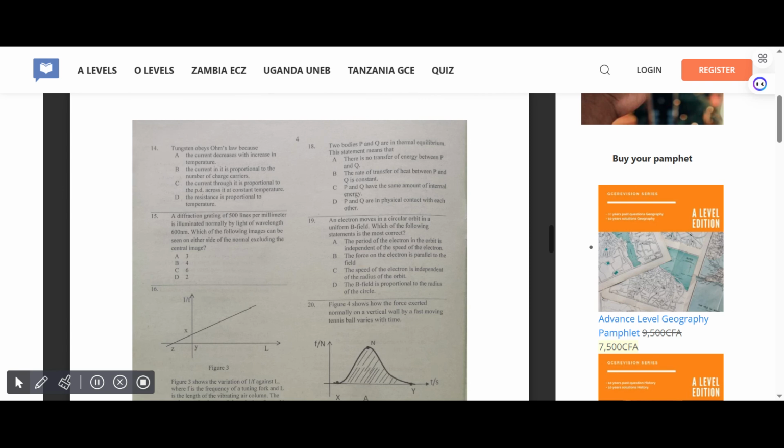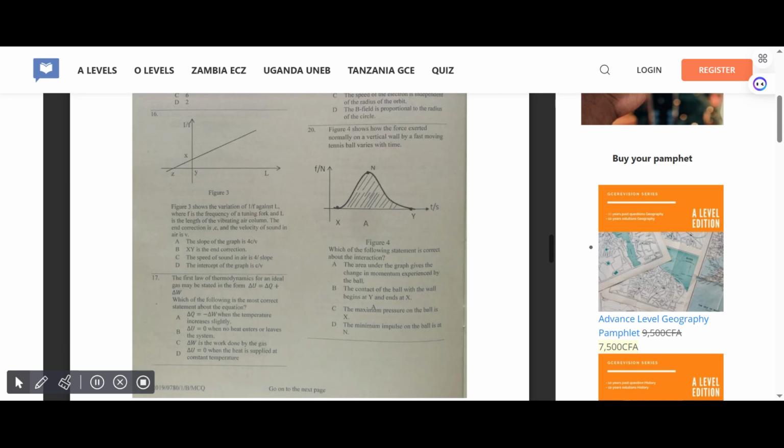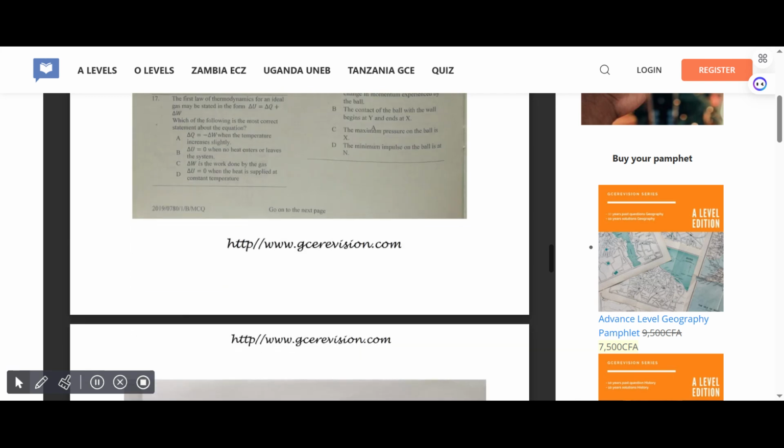The period of the electron in the orbit is independent of the speed of the electrons. Figure 4 shows how the force exerted normally on a vertical wall by a fast-moving tennis ball varies with time. Which of the following statements is correct about the interaction? Correct answer for 20 is A, which is the area under the graph gives the change in momentum experienced by the ball.